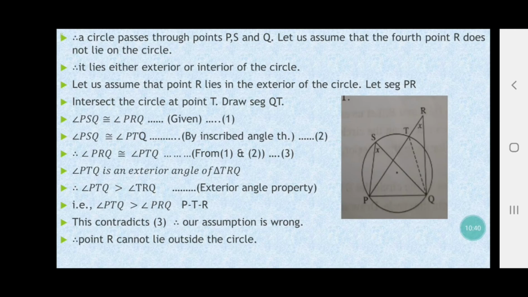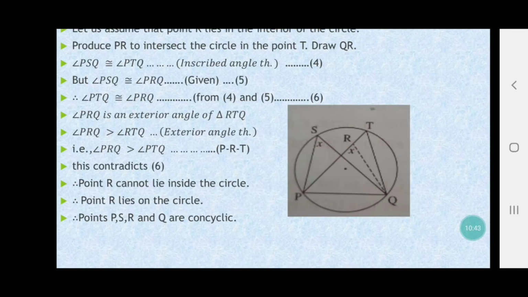Now we will solve for inside the circle. So if point R is inside the circle, in the interior of the circle, what is given to us? Given part is angle PSQ is equal to angle PRQ. This is what is given to us.